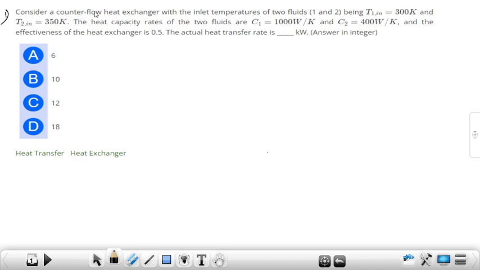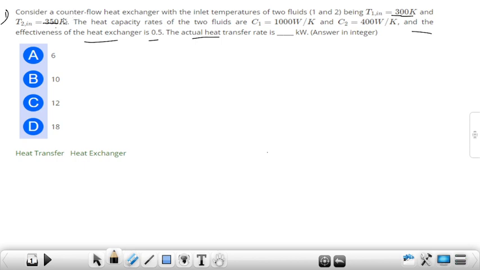consider a counterflow heat exchanger with inlet temperature of the two fluids 1 and 2. The inlet temperature of the first fluid T1 is 300 Kelvin and T2 is 350 Kelvin. The heat capacity rates of the two fluids are C1 equal to 1000 watt per Kelvin and C2 equal to 400 watt per Kelvin, and the effectiveness of the heat exchanger is given as 0.5. Then we have to find the actual heat transfer rate in kilowatt.